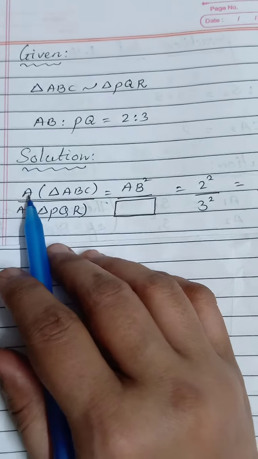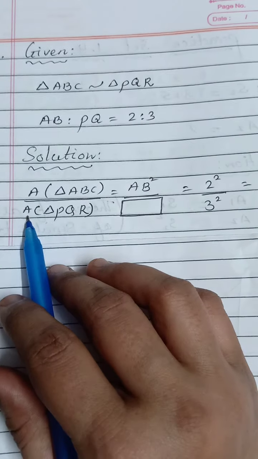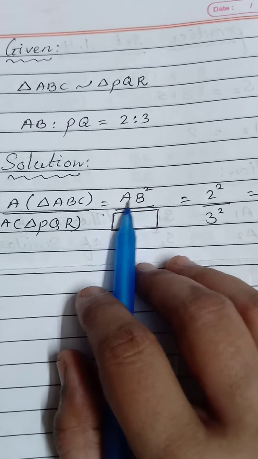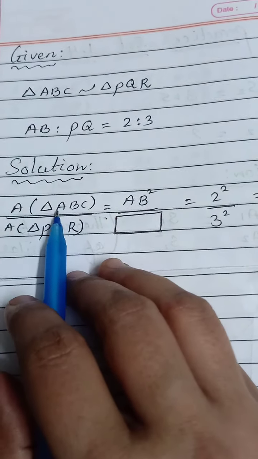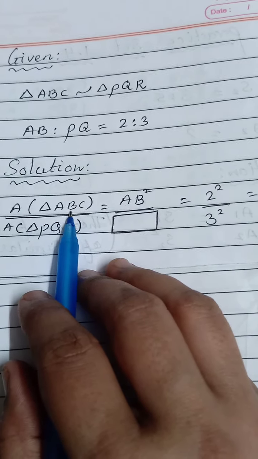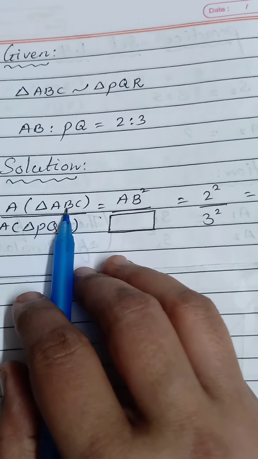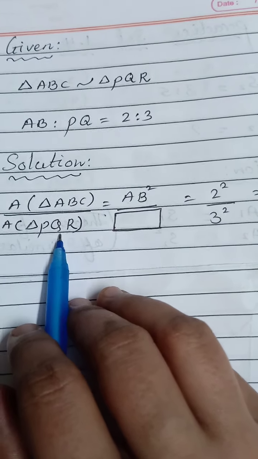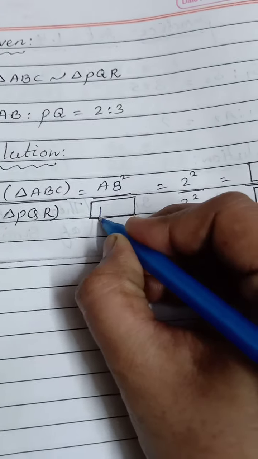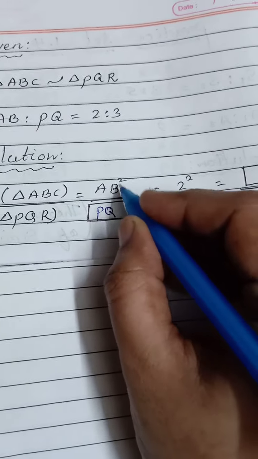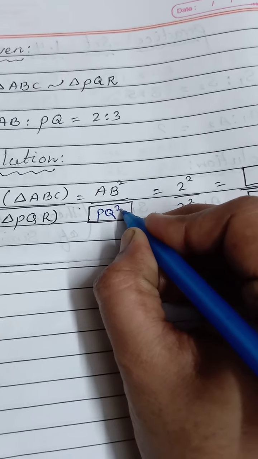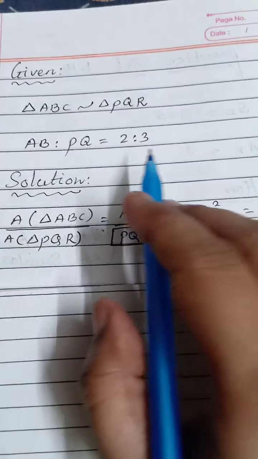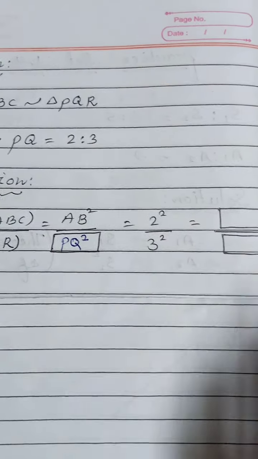So here the ratio of areas of triangle ABC and the area of triangle PQR is given. If you observe carefully, AB is given. So AB is nothing but the first corresponding side of triangle ABC. If here the first side is taken, simultaneously we have to take here also the first side of triangle PQR. So the first side will be PQ. So we can take here PQ. And as you know, the square will come for the corresponding side. So it will come PQ square.